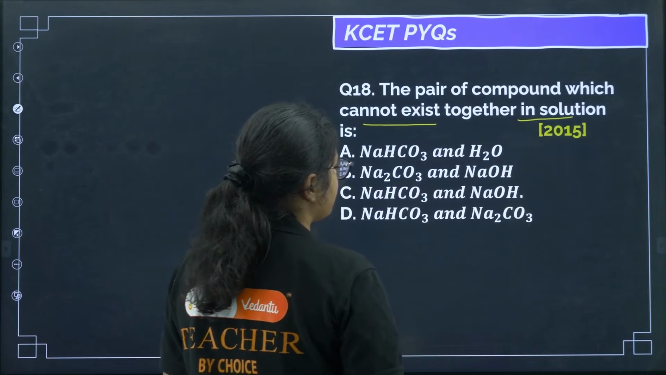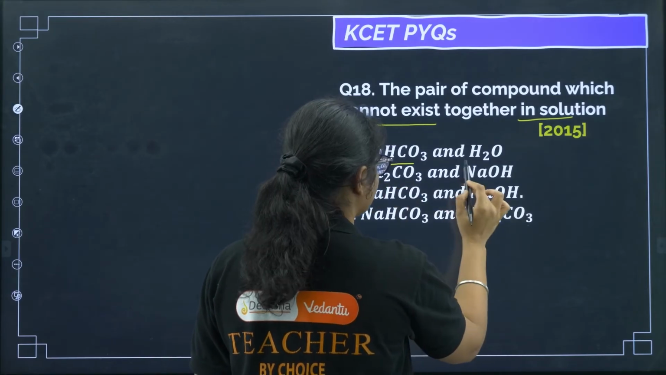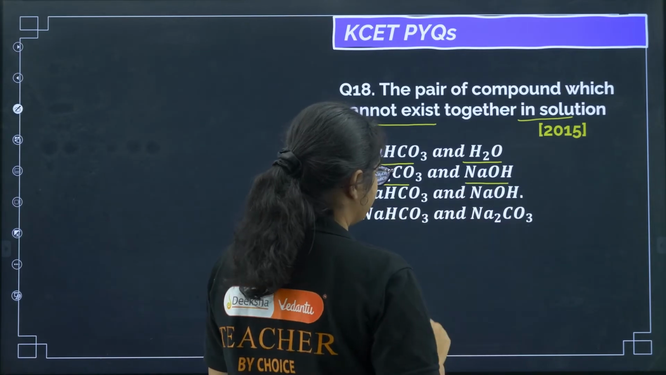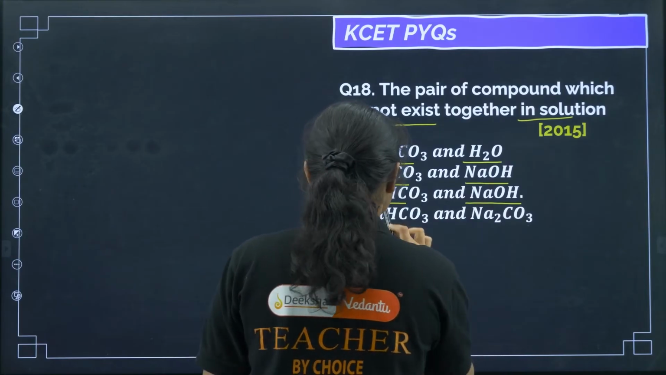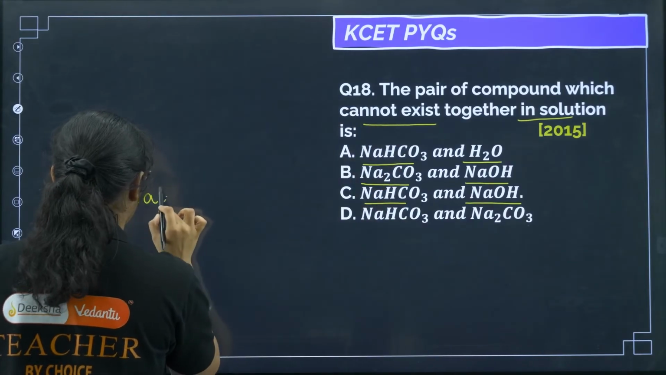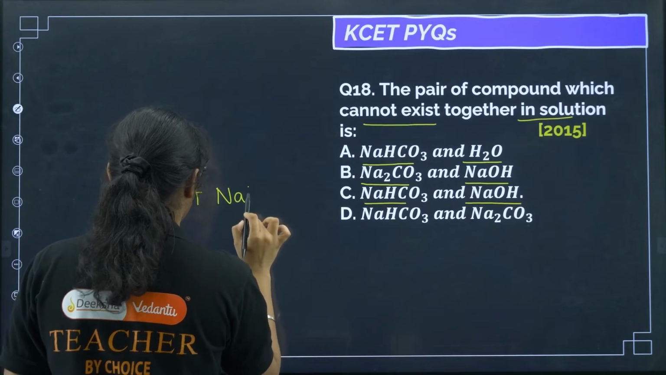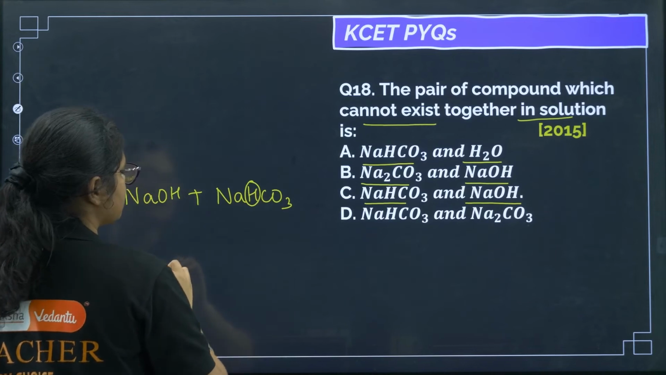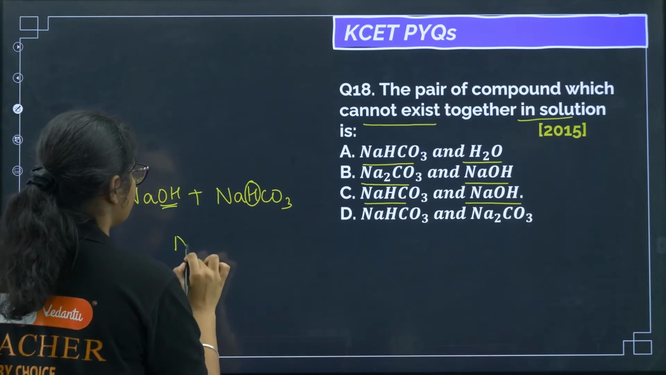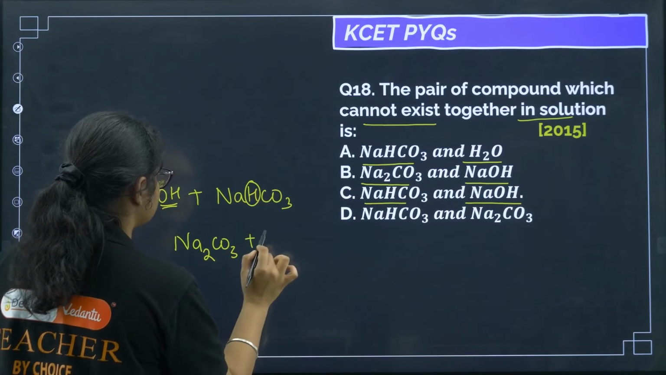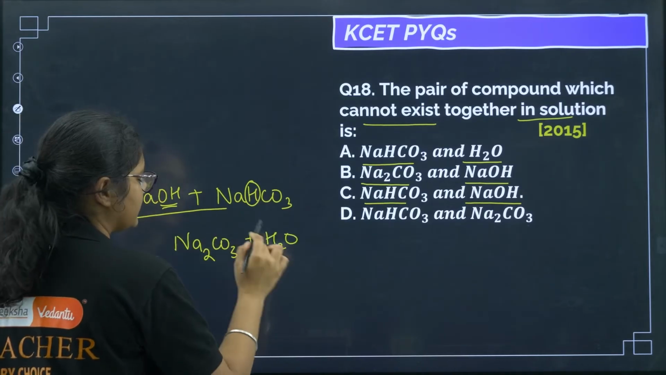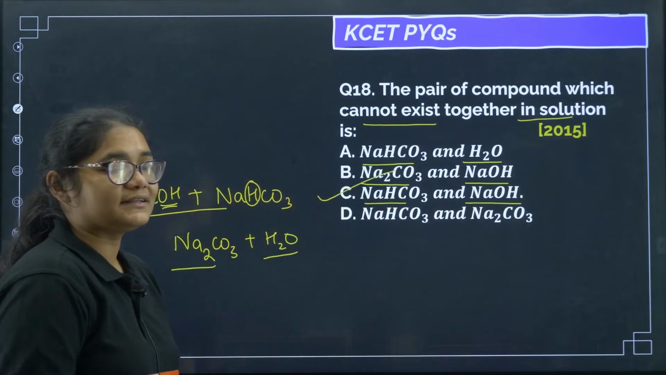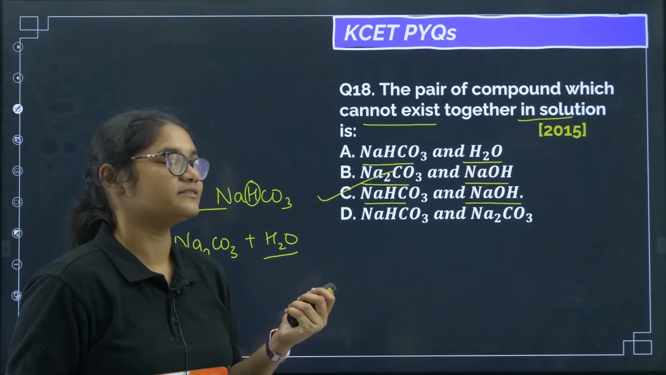So if you see here, we have NaHCO3 and water, they can coexist together definitely. Na2CO3 and NaOH, NaHCO3 and NaOH. So if you see this one, NaOH plus NaHCO3, right? So what will happen here, this one can donate H plus and this one can accept an H plus, so we will get Na2CO3 plus H2O. Okay, so these two will react to give you salt and water because this is an acidic one, this is a basic one, they cannot coexist together. Option number C is the correct answer here.